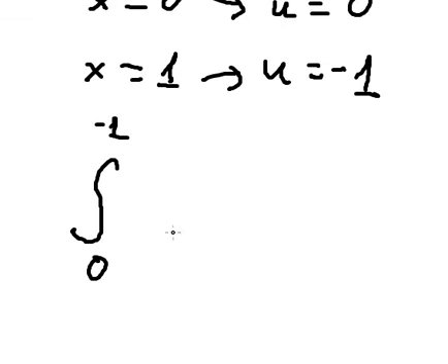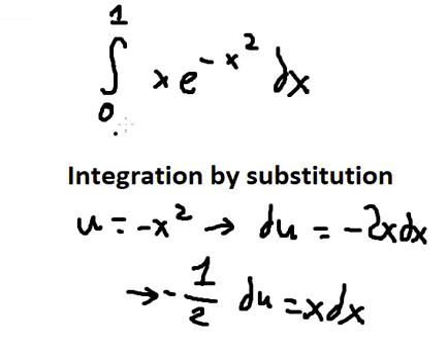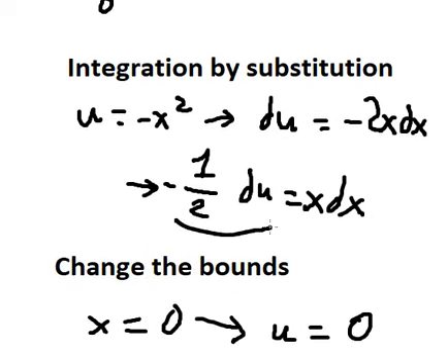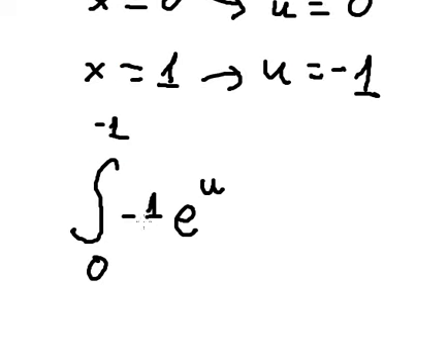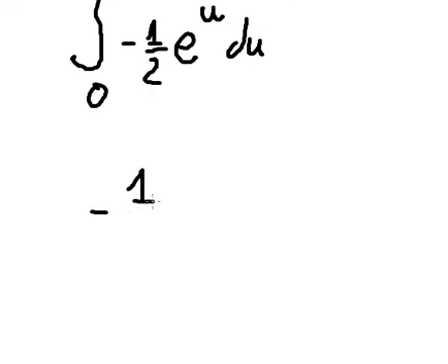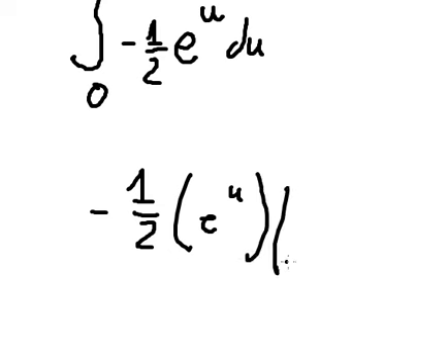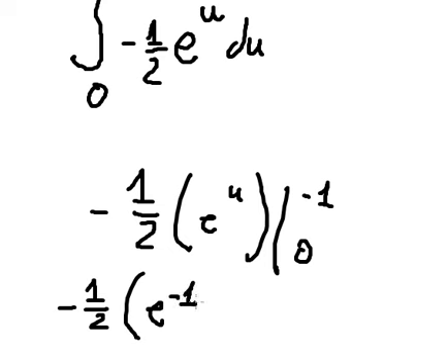Negative s squared we change for u. s ds we change for this one. And now we have the final answer. So I will put negative number 1 here, number 0 here. And this is the final answer.